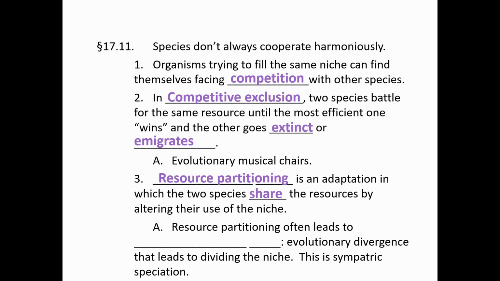You also have evolutionary musical chairs, so to speak, and resource partitioning. Basically, the two species share their resources by altering their use of the niche. And this commonly will end up leading to character displacement, basically evolution in action, where the two species diverge and it divides the niche. So this is a good example of sympatric speciation, where a species becomes two species within the same location because they're partitioning off the resources.